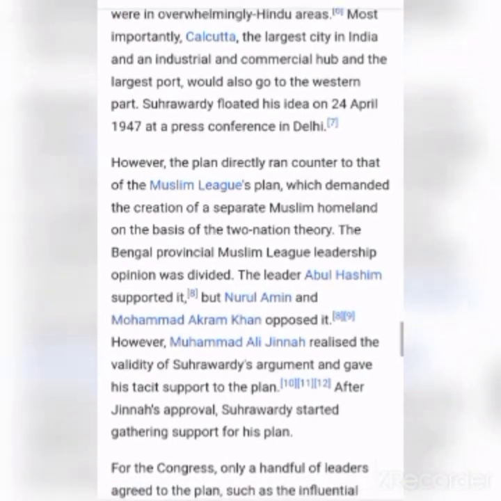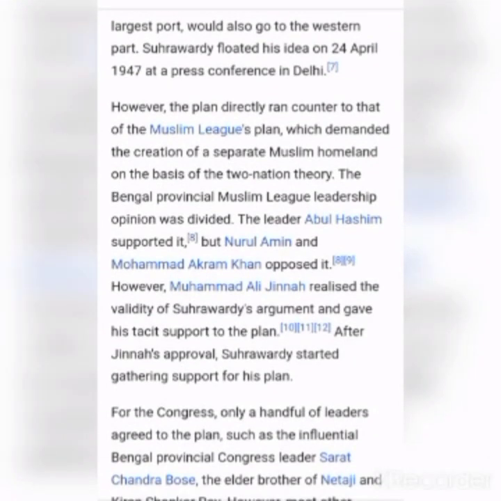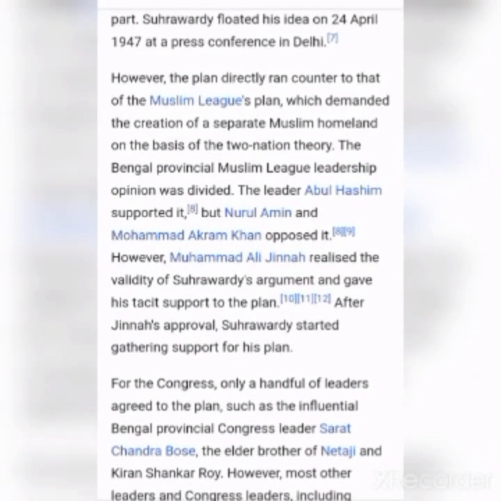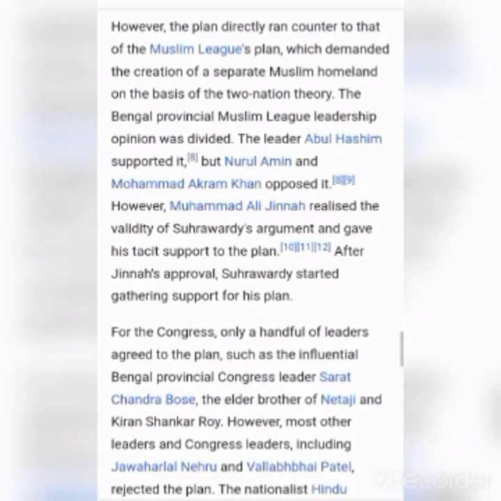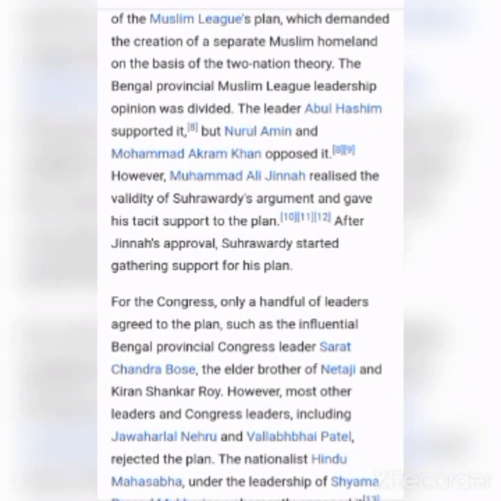The Bengal Provincial Muslim League leadership opinion was divided. The leader Abul Hashim supported it, but Nurul Amin and Muhammad Akram Khan opposed it. However, Muhammad Ali Jinnah realized the validity of Suhrawardy's argument and gave his tacit support to the plan. After Jinnah's approval, Suhrawardy started gathering support for his plan.